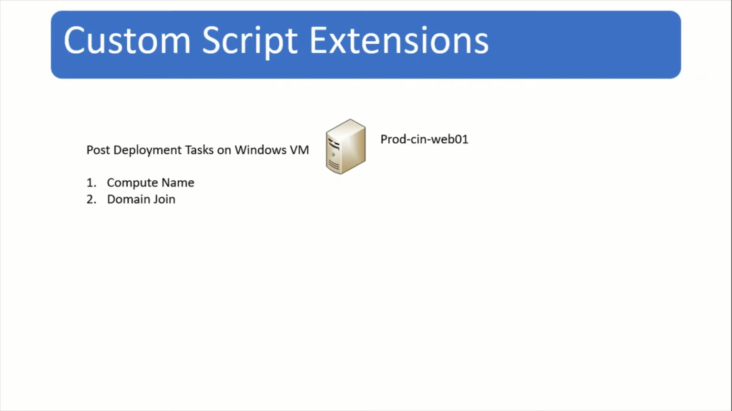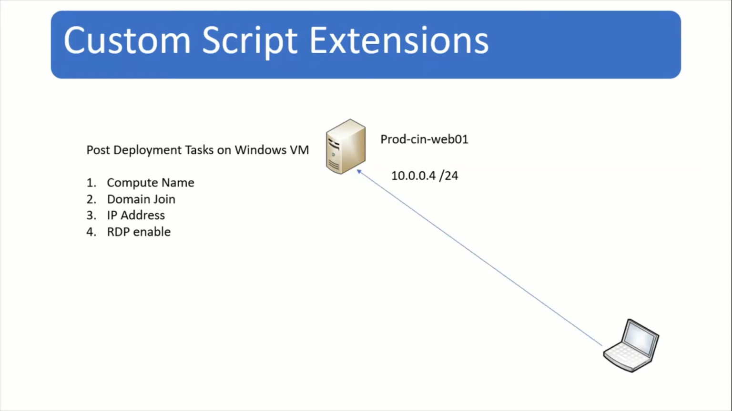You can domain join the computer. You can assign an IP address to the computer. We can enable RDP so that we can remote into the computer whenever we want. We can disable the firewall. For example, if you're using a hardware firewall in our infra, we can disable the software firewall provided by the Windows operating system. Similarly, we can install any role or service we want in that virtual machine.